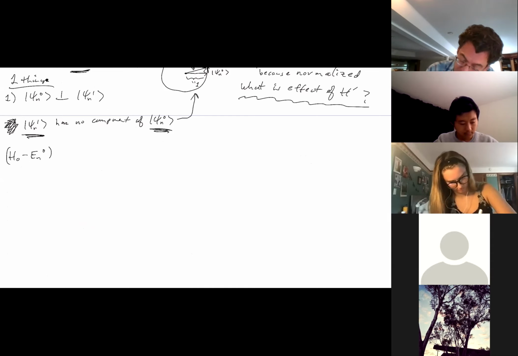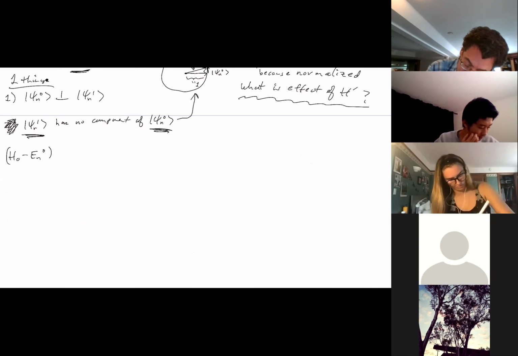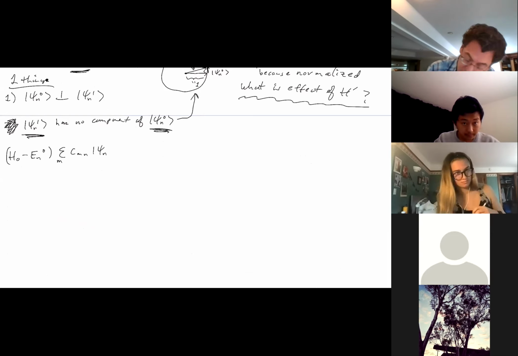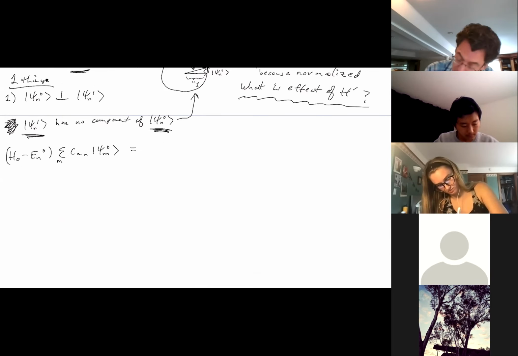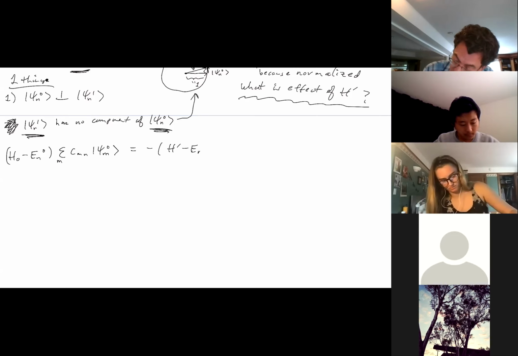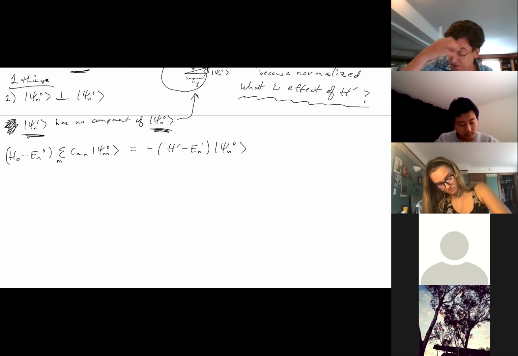Now it was multiplied by psi n1, but now I'm going to replace psi n1 with this sum, C m n, and this is a sum over m. Psi n, psi m naught is equal to minus H prime minus E n1 times psi n naught. Okay, that's what I have.